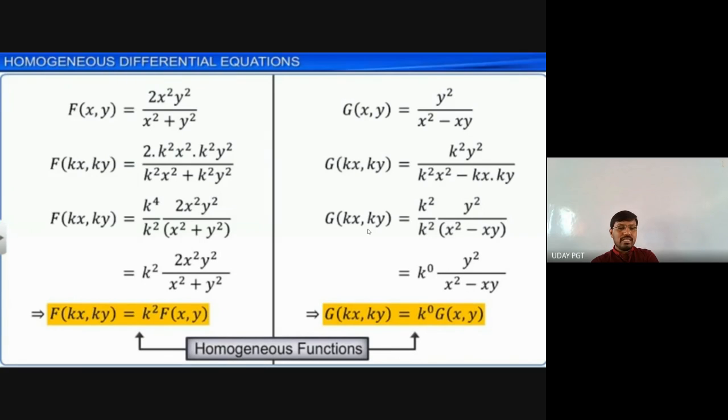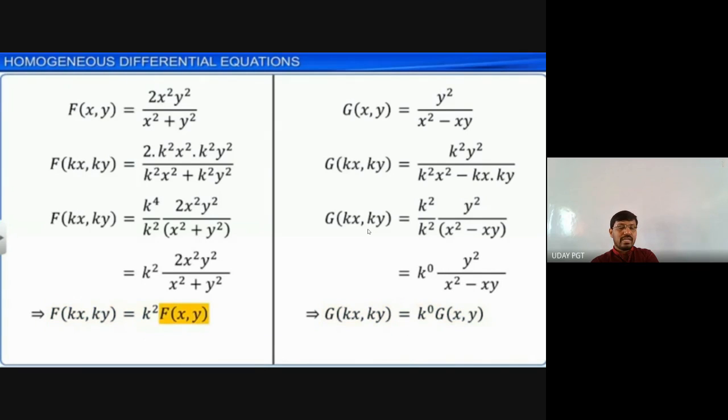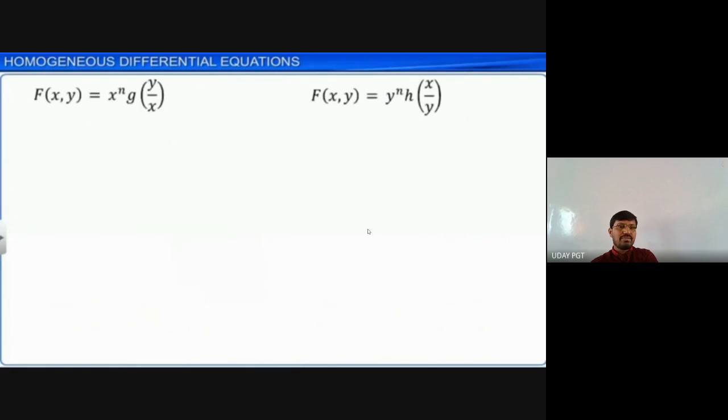Okay. So in homogeneous functions, when you are able to write a function in this form, that is, whenever you multiply by some constant raised to some power and the function can be written back in the same form, it is called homogeneous. The power that you get decides the degree of the homogeneous function.